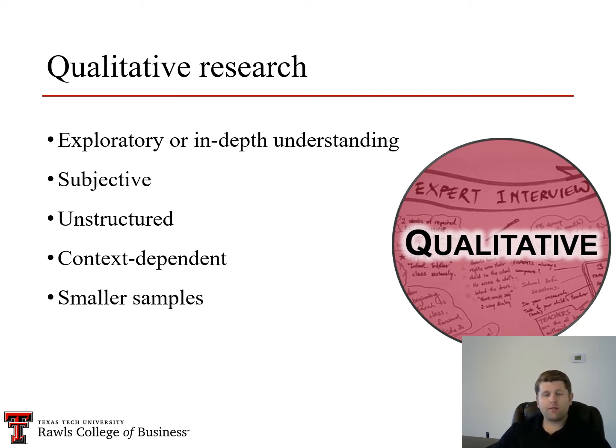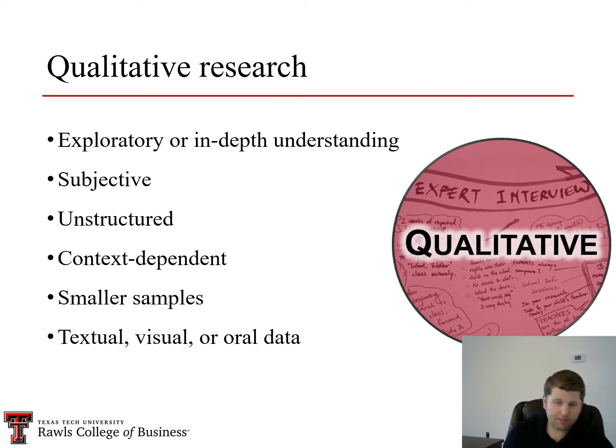We typically also have smaller samples, so these range anywhere from 5 to even 20 to 25 participants. That's pretty much the average. And then with this type of data, we have textual, visual, or oral data. Oftentimes it's in the form of text. That's become one of the most popular forms of qualitative data because we look at interview transcripts. We may also be able to look at online customer reviews. So there's a lot of different ways that this can be researched.